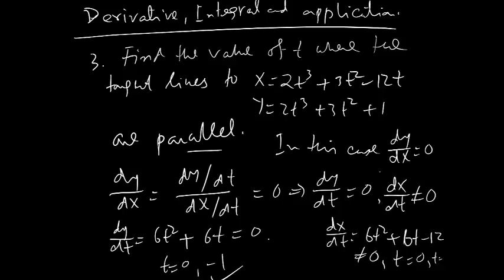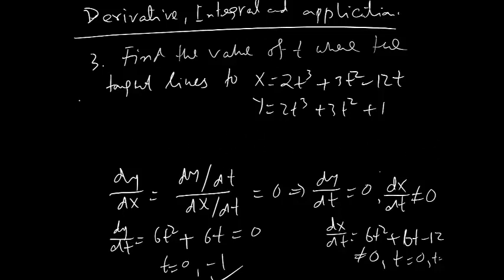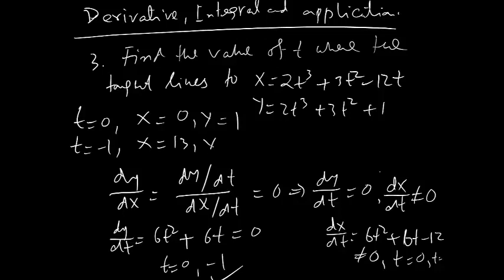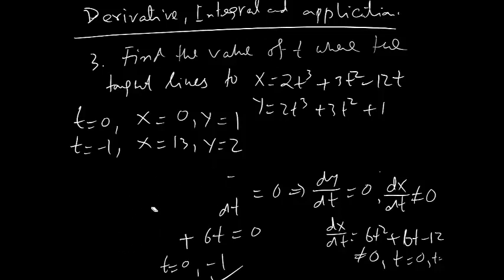And then what are the points? Now the points we can easily find. When t is 0, my x is 0 and y equals 1. When t equals -1, I'm getting x equals 13 and y will be 2. You can just plug it there and see. This one is giving you -2 plus 3 plus 1. That's why it's 2. All right, so we got the points where the tangent lines are horizontal.